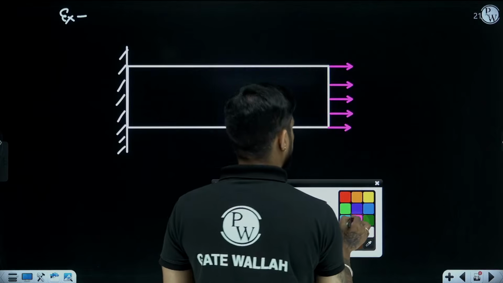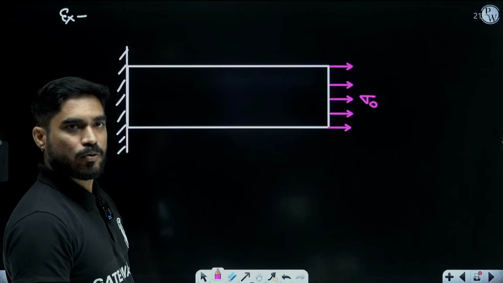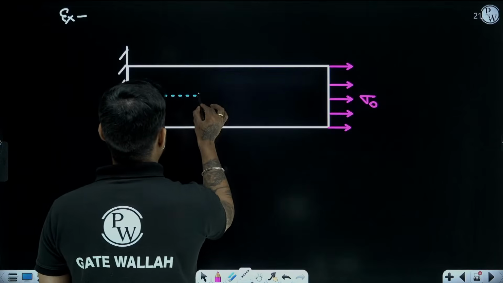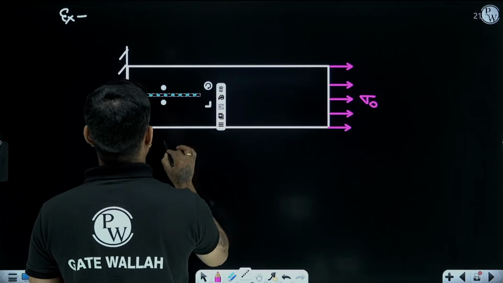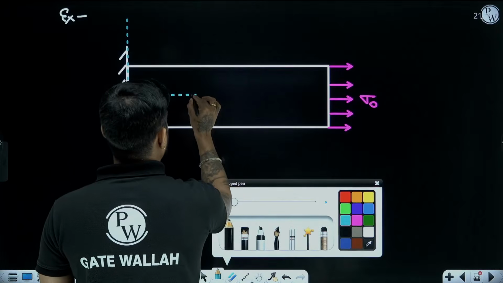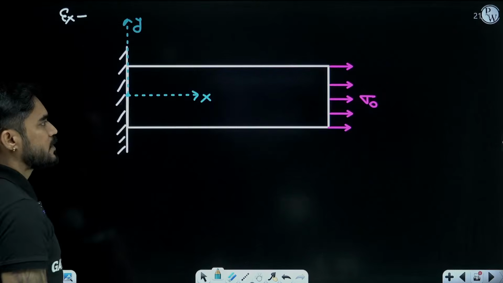Okay, it is subjected to sigma x. Let me write it sigma naught. Okay, let's say the x is here, the y is here. This is x, this is y, so this is my origin.